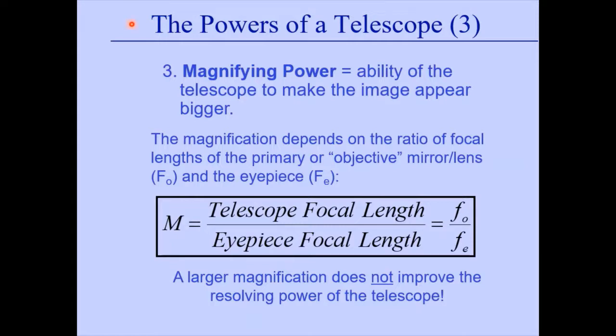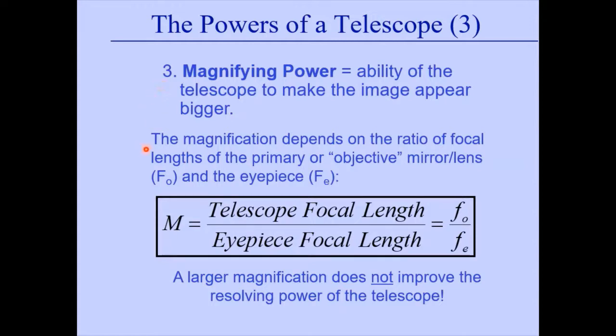The third power of a telescope is the magnifying power. And a lot of people think that this is the most important power of a telescope, but it turns out that magnification is the least important property, and we'll see why shortly. But magnifying power is the ability of the telescope to make the image appear bigger. And in astronomy, obviously this is important because, again, a lot of the objects we're looking at are so far away that they would appear very small if we weren't able to magnify, which effectively brings the object closer.